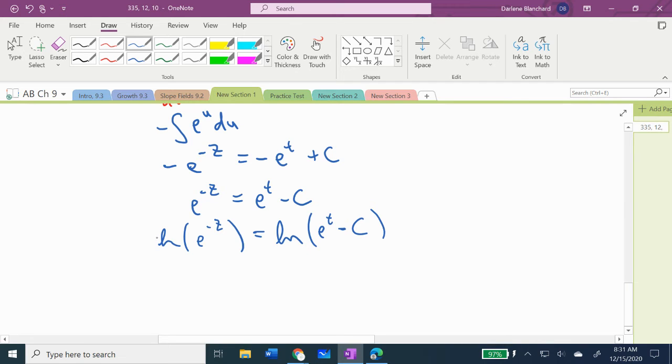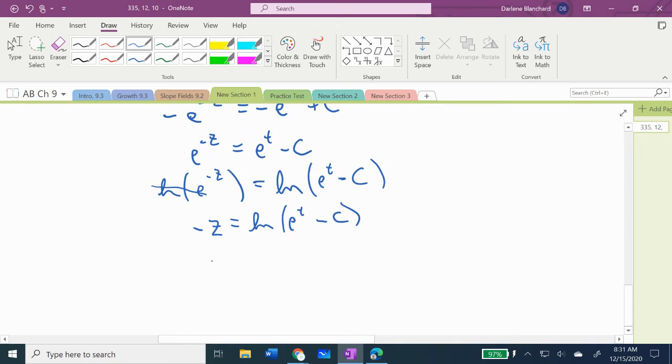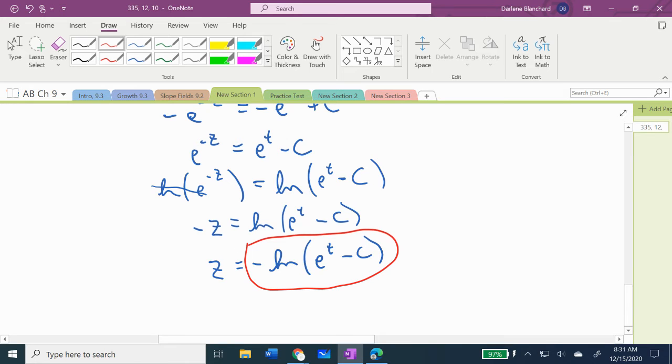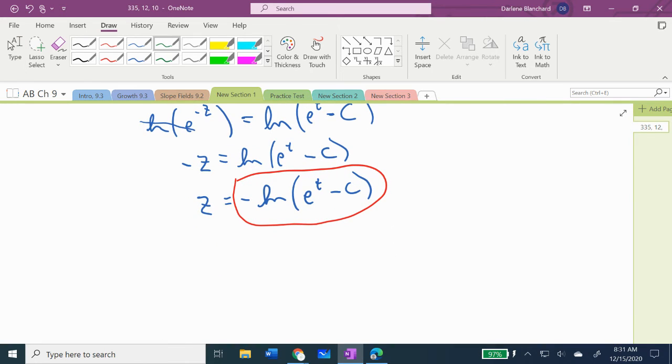On the left side, the natural log and e cancel each other out, giving me negative z. And then multiplying by negative 1 allows me to isolate my z. And then there are different ways that this particular answer can be written. For example, it could read negative natural log of e to the t plus unknown constant, I'll say capital K.